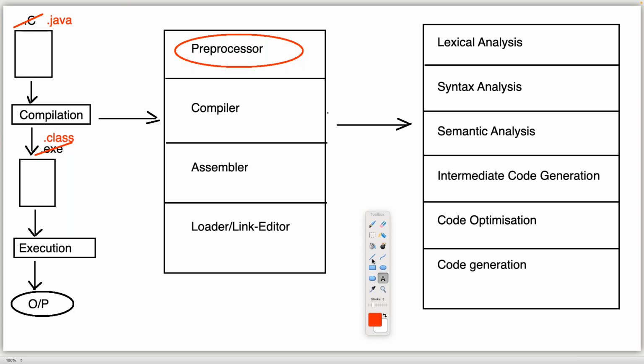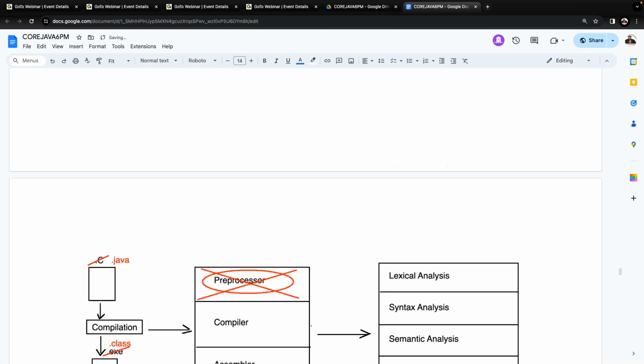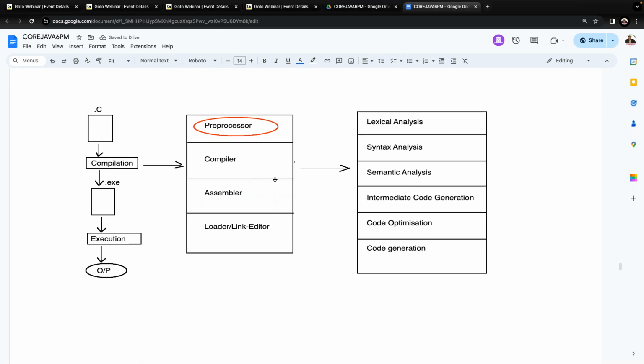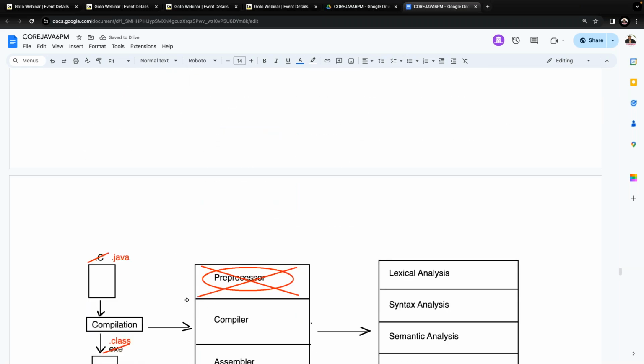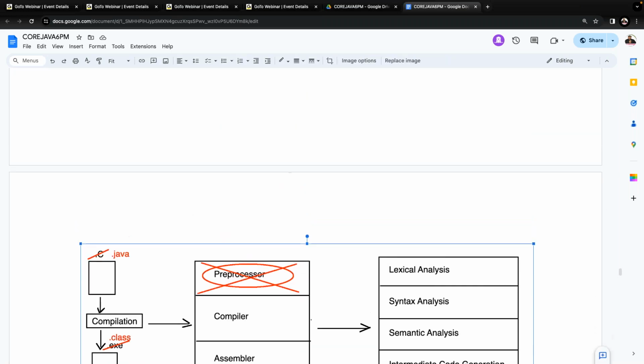In the Java compilation process, what is not available? The preprocessor is not available. All the remaining phases are available as they are. The remaining part of the diagram is the same. Let me copy this. This is the C and C++ diagram, and this is the Java diagram.